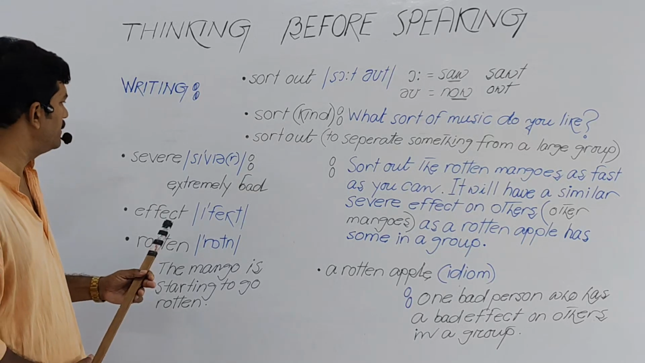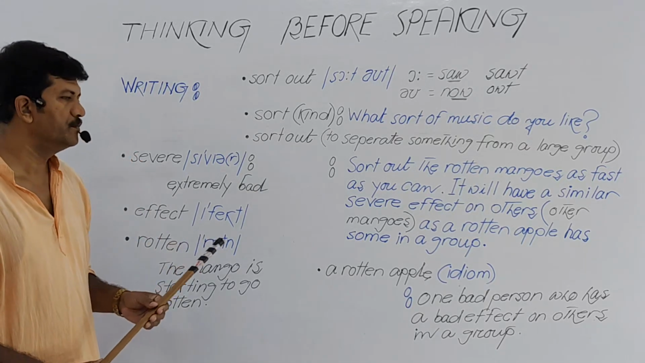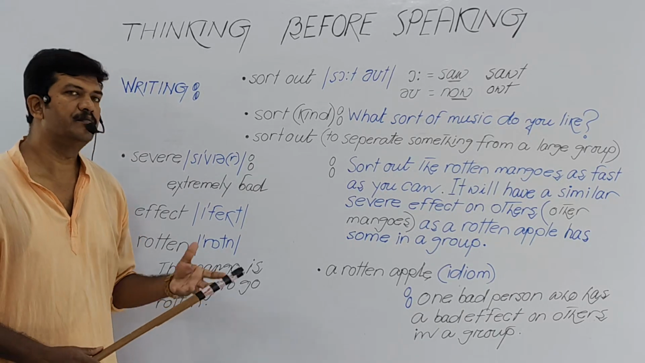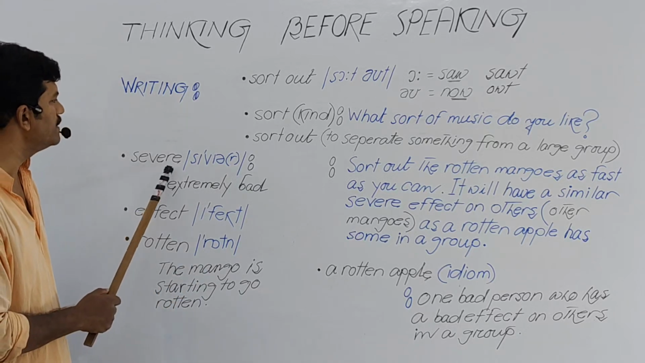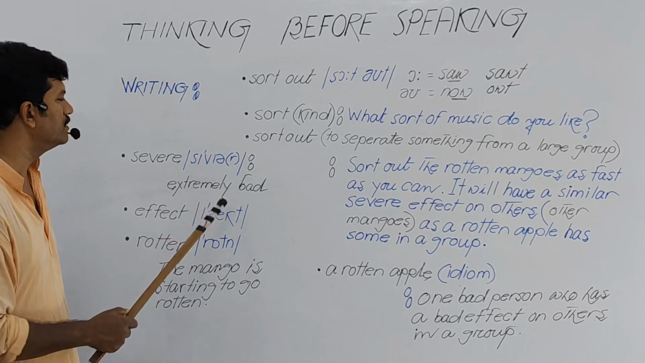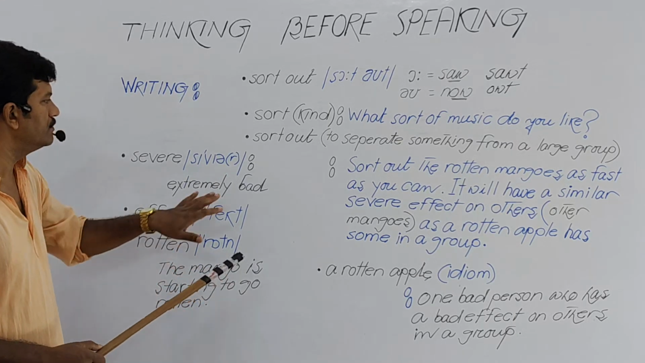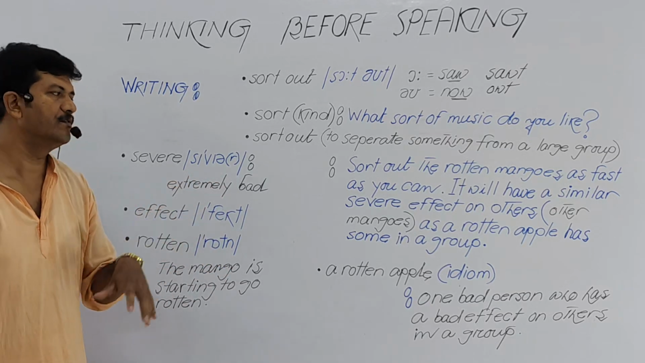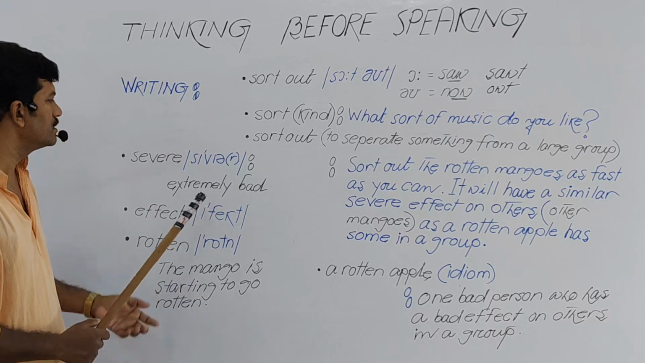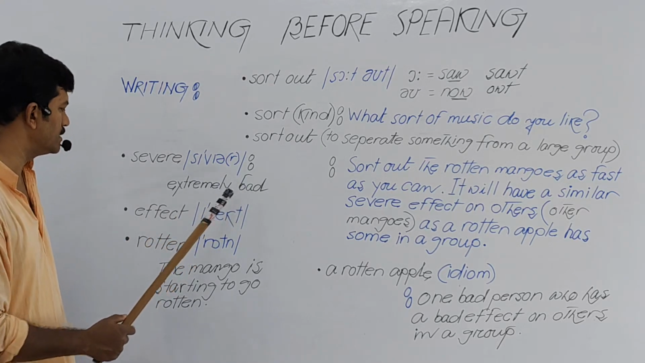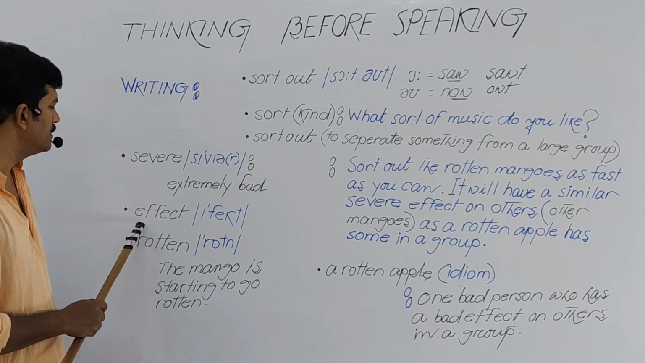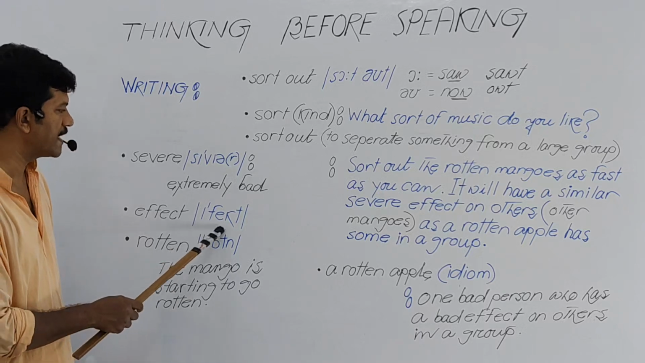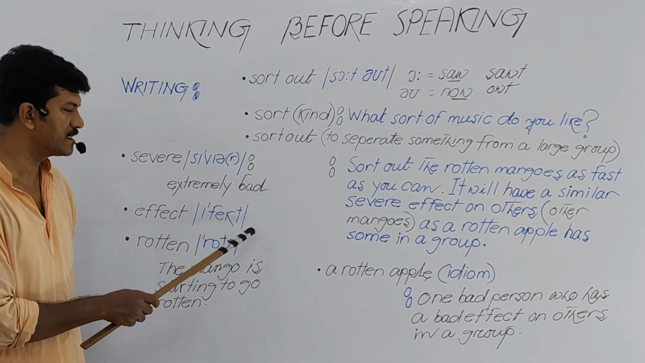Now we have a list of a few words which we need to know how they produce sounds at the time of uttering, at the time of pronunciation. Severe, not severe, severe. Now, the pronunciation of R at the end is in a suppressed form. Severe means extremely bad. Next word to deal with is effect. No, it's not effect, it's effect.